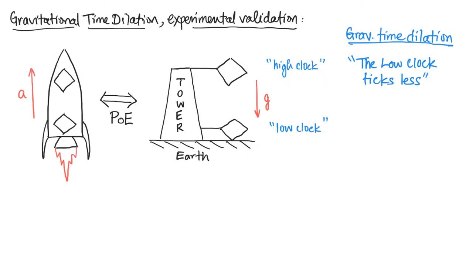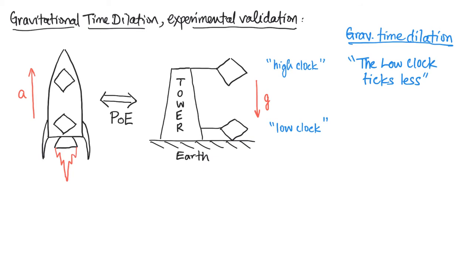To set the stage for the experimental evidence, let's just make sure we're all on the same page about what the expectation is. So we showed using a rocket that's accelerating that the time ticked off on these two clocks will be different. And we use the principle of equivalence to connect that to a situation like the following, where we have the Earth in a gravitational field, and on the Earth we have a tower with a clock up high and a clock down low. And the claim is, for gravitational time dilation, that the low clock ticks less.